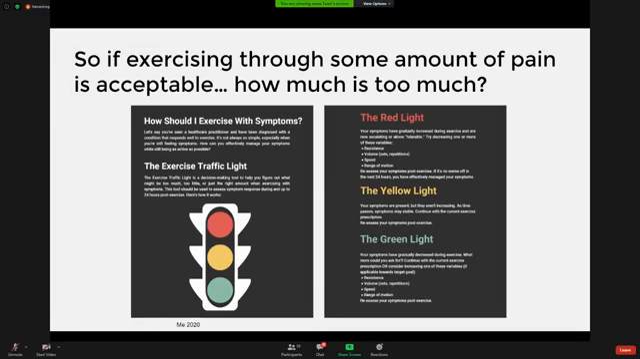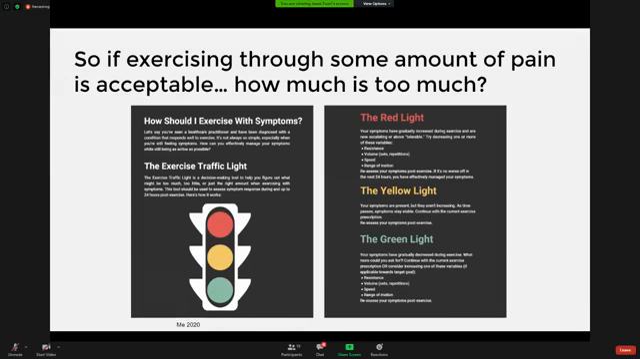And then a question that I probably get after every PT session is, if exercising through some amount of pain is acceptable, how much is too much? There is no right answer to this, but the closest thing that I've come up with is the traffic light analogy, where we've got a 24-hour rule. If you can't read the text on here, I can send this specific resource out to whoever wants it. You have a 24-hour post-exercise session where you're just analyzing, did my symptoms get any worse?